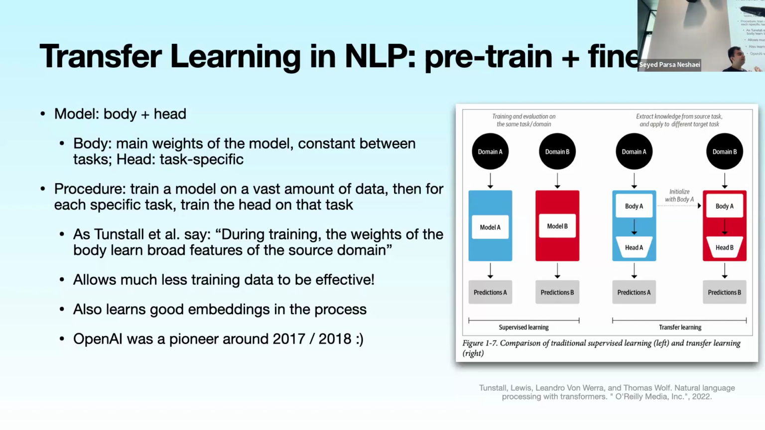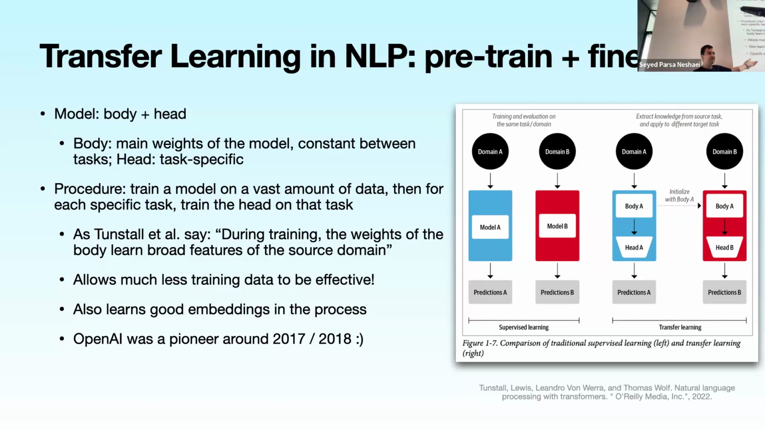Interestingly, people later found that it also learns good embeddings in this process. So we can also use this to train the embeddings in this model, because it's the same thing, right? Embeddings are also trained on a big corpus. So instead of a head and body, we have embeddings, body and head. We train embeddings in the same place, and that's how models are trained now.